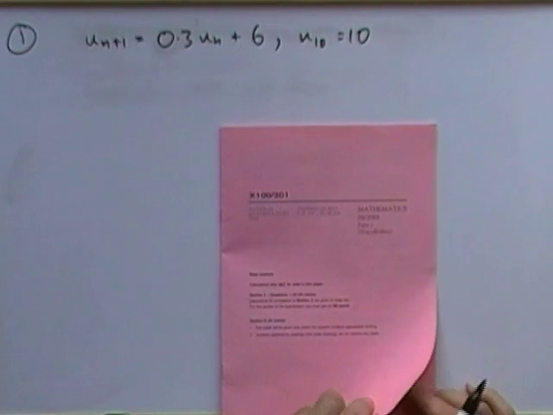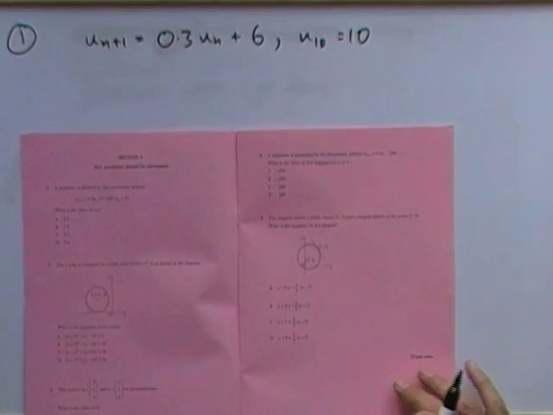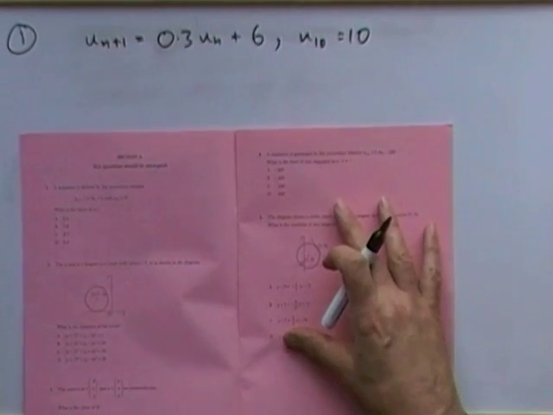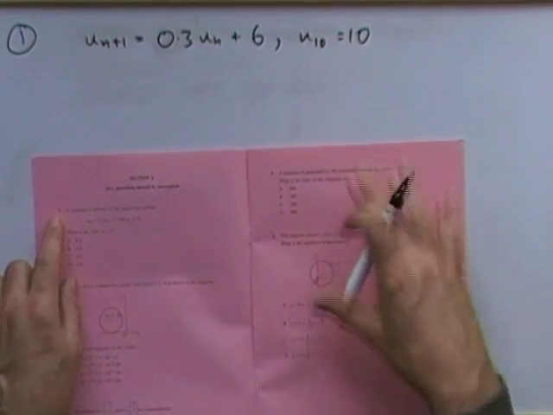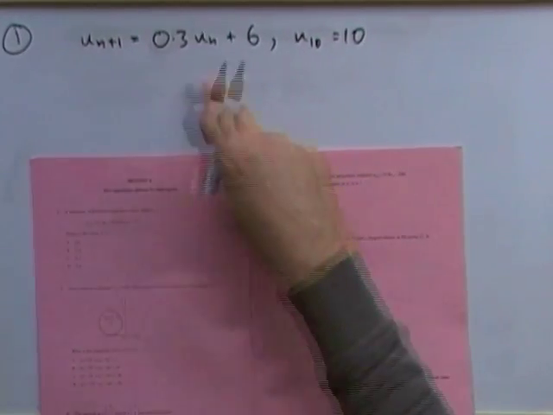Right, the 2008 paper. Paper 1, multiple choice. The first year of reintroduction of the multiple choice since the 80s. Quite an easy one. Let's go through them anyway. Question 1, a recurrence relation.